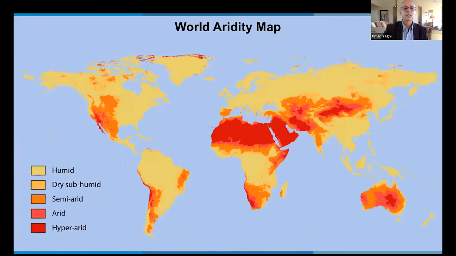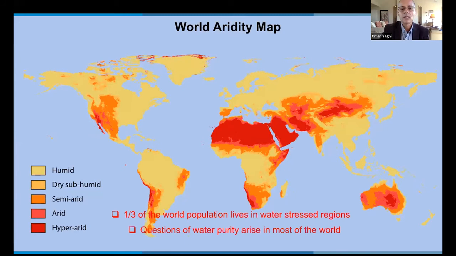Well, the red and orange regions that you see here are all arid regions of the world, and most of the year, people who live in these areas experience water stress. In fact, one third of the world population lives in water stress regions. And questions of water purity arise in most of the world, including in the industrialized world. Flint, Michigan, for example, is a prominent example of that.